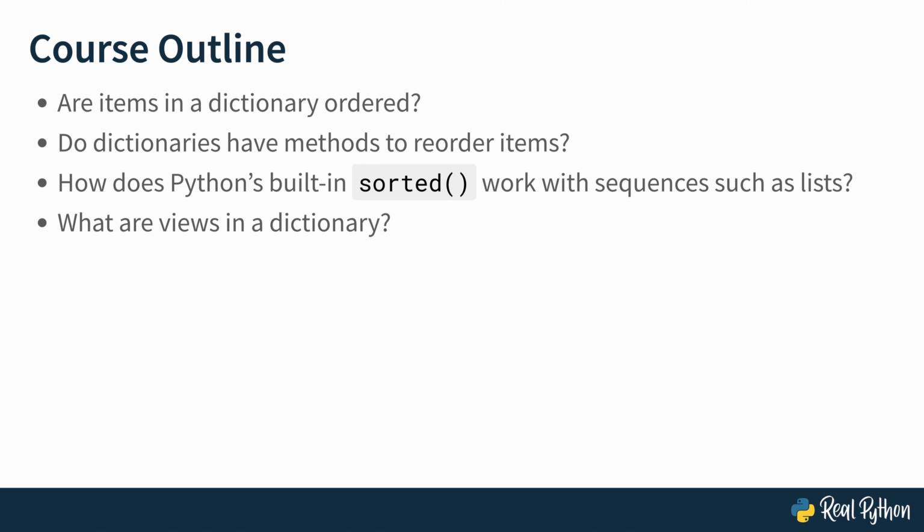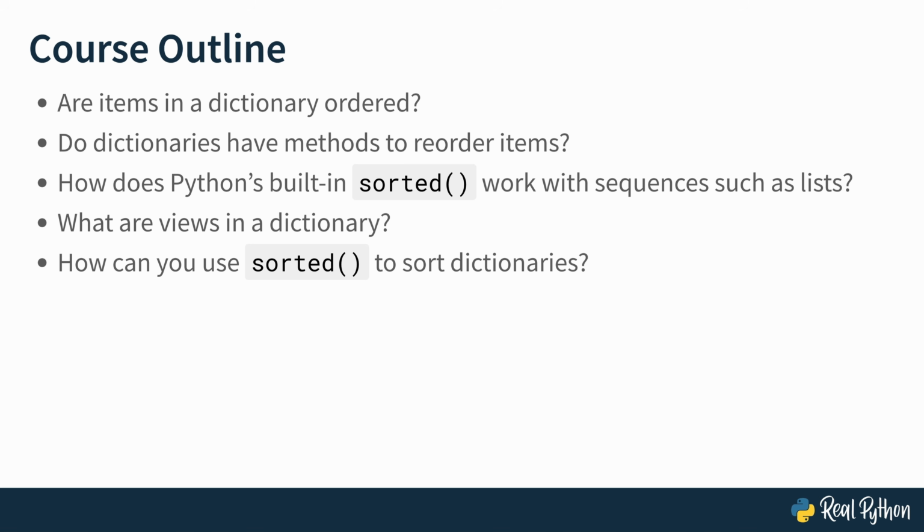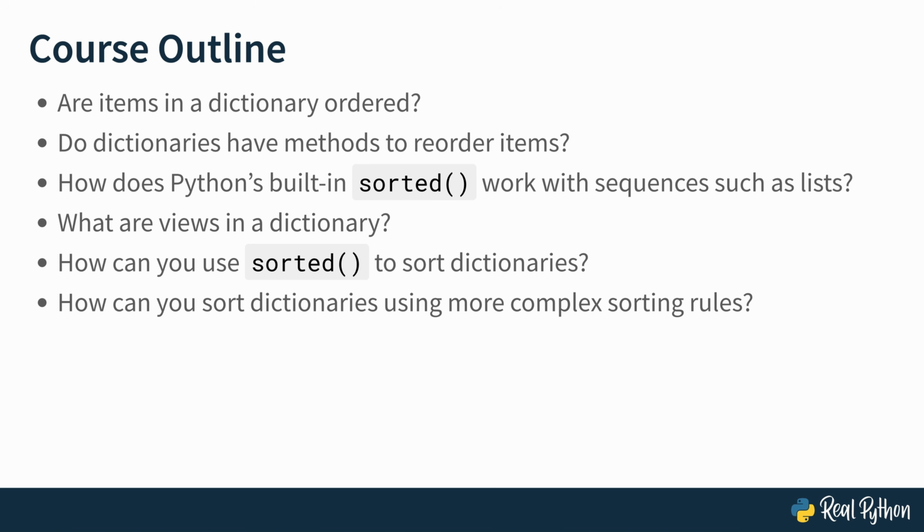Next, you'll focus more on dictionaries, which is the main purpose of this course. You'll explore what views in a dictionary are, and then you'll find out how you can use the same built-in function sorted, but this time to sort dictionaries. And you'll also go a step further and sort dictionaries using more complex sorting rules that might be more suited to the application you're looking at. Right, so let's get started.